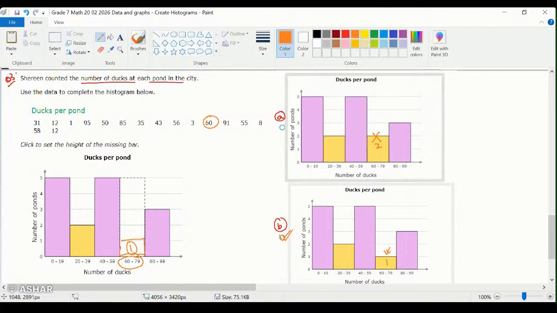So we agree on this, right? Whenever a bar is missing, we'll try to find the values in that range. We'll note down the values and that would be the height of the bar, and we can pick up the correct answer.